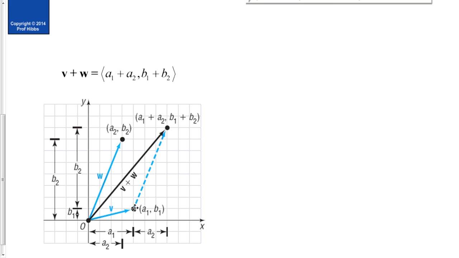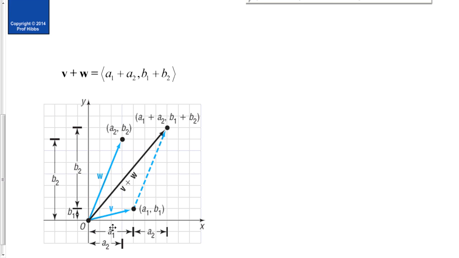So this is a sub 1 units, a sub 2 units this direction for w, and b sub 2 units this direction for w. And so that's our w, and going from here to here, we would add those together. So the bottom line is all together, we're moving a sub 1 units for v and a sub 2 units for w, and together we're moving horizontally a sub 1 plus a sub 2.